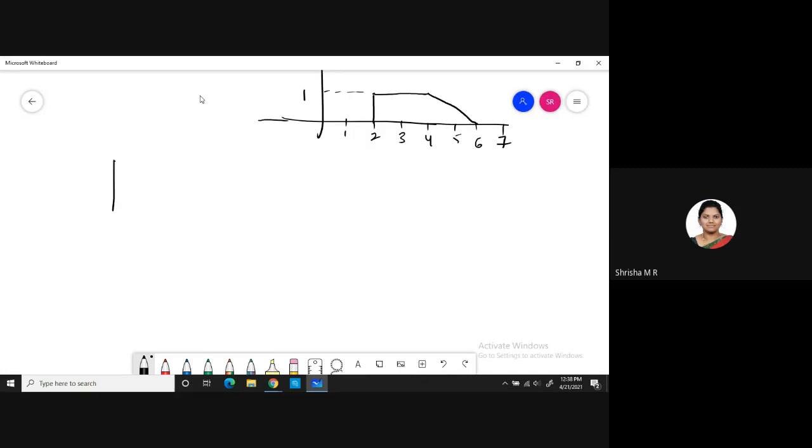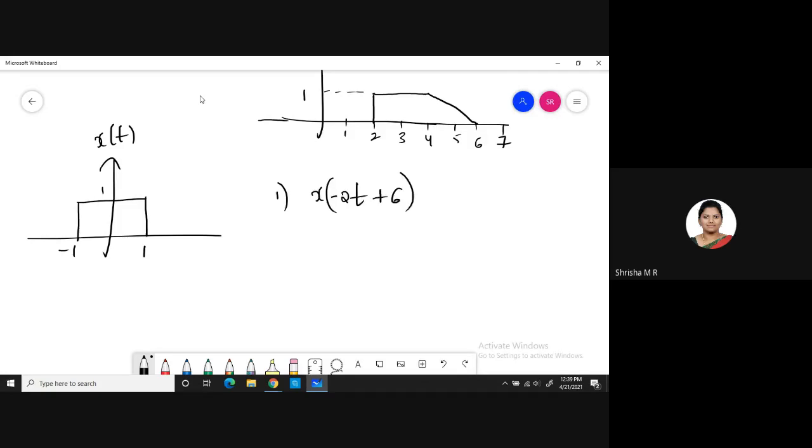I gave you one simple problem. You try this. x of t is a signal existing from -1 to +1 with an amplitude 1. So you plot x of -2t plus 6, and you plot x of t by 2 minus 4. You try this.